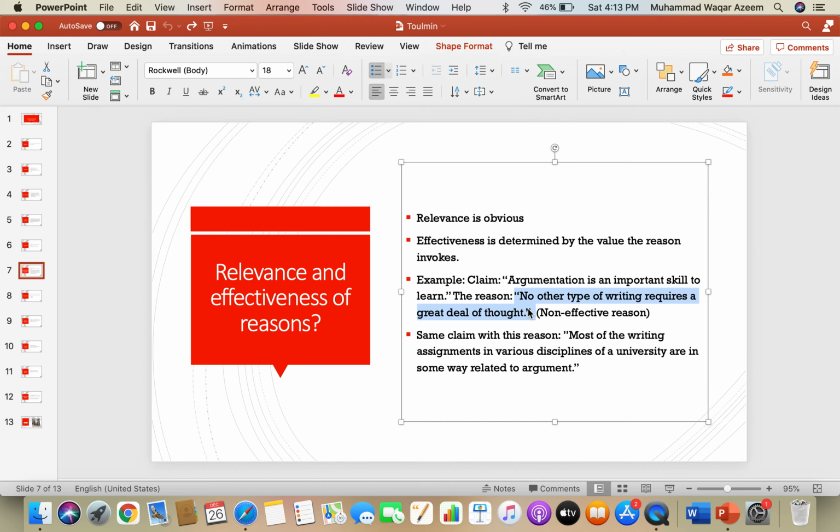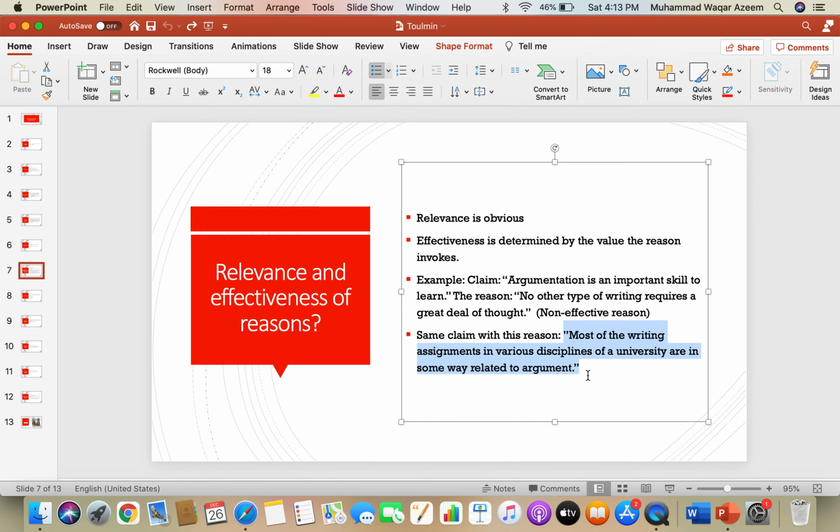Let's read another example to understand it better. Now, same claim, argumentation is an important skill to learn. Same claim can have another reason. Let's read another reason. This reason says that most of the writing assignments in various disciplines of a university are in some way related to argument. This is an example of an effective reason. Why is this an effective reason?